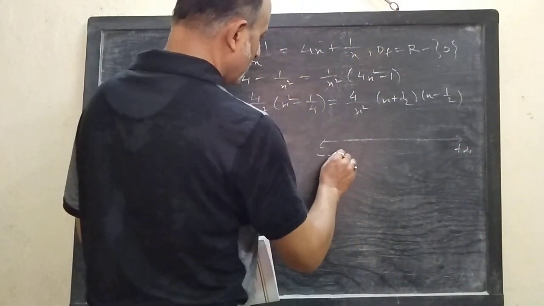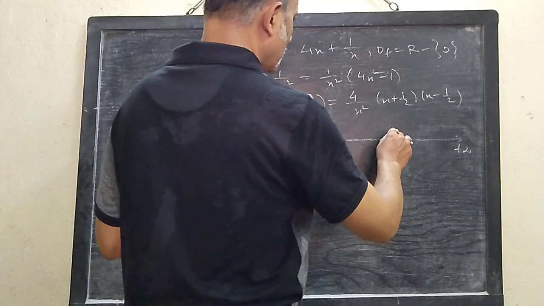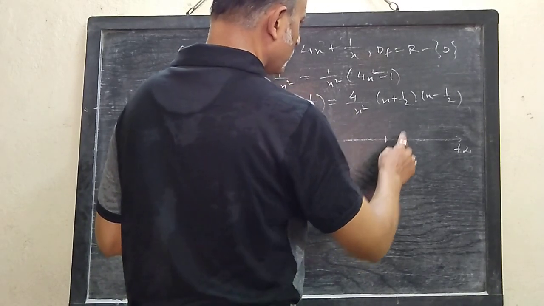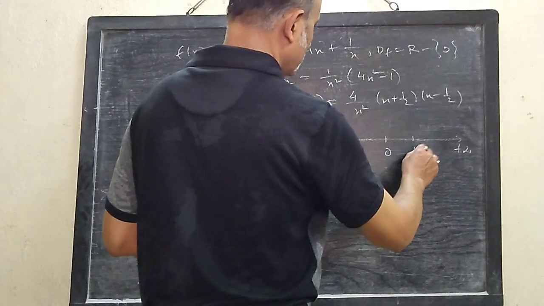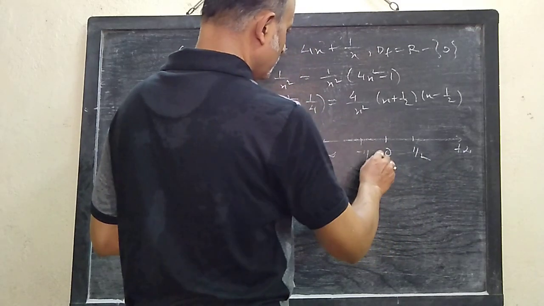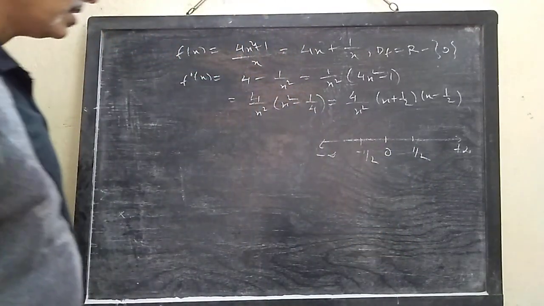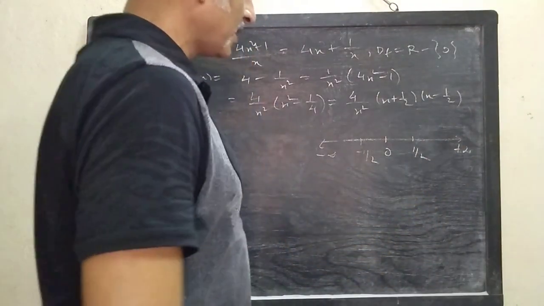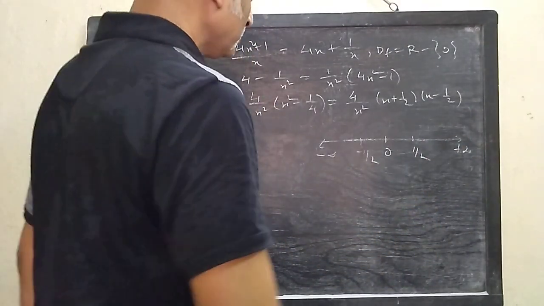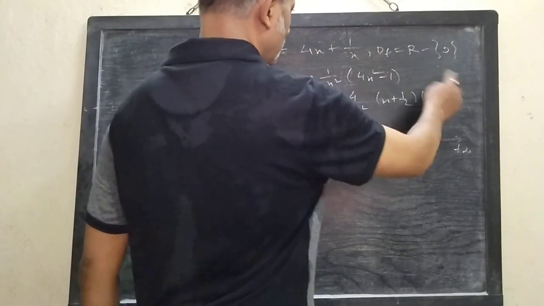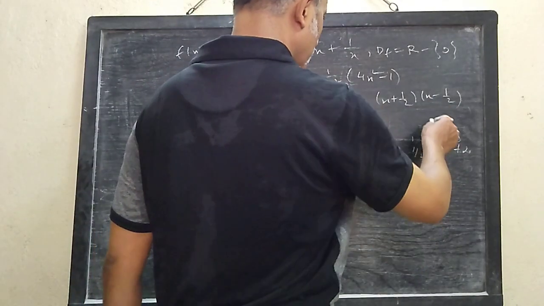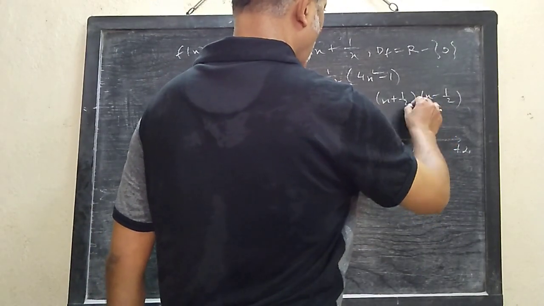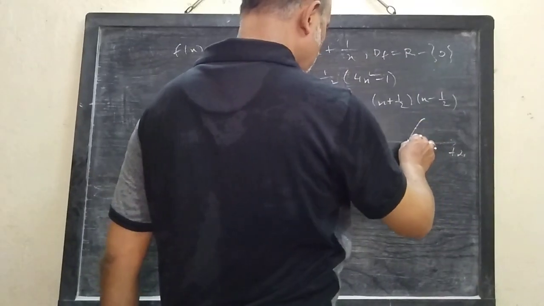Plus infinity, minus infinity. The zeros are: the denominator's zero is 0, then plus half and minus half. Now take any point more than the rightmost zero. Here the rightmost zero is plus half. Take 1. If you take x equals 1, then the numerator is positive, the denominator is positive. So your graph starts from here. Half is an ordinary zero, so it will cross through half.